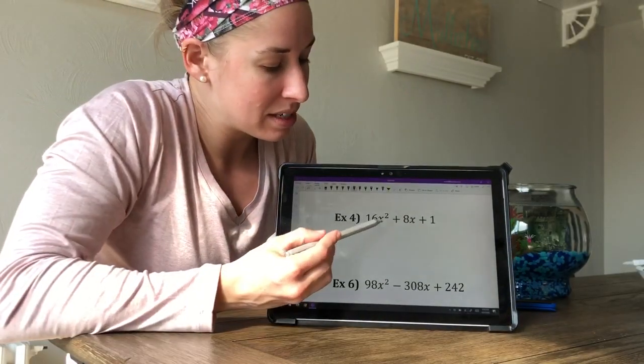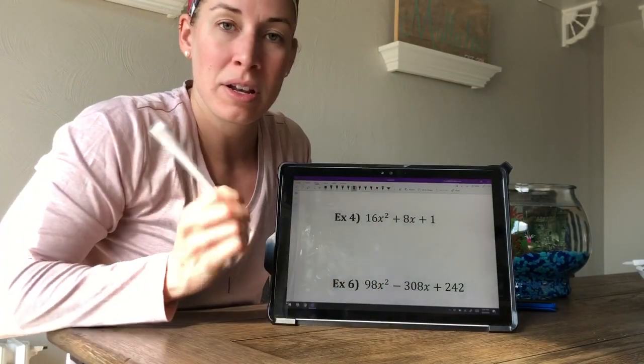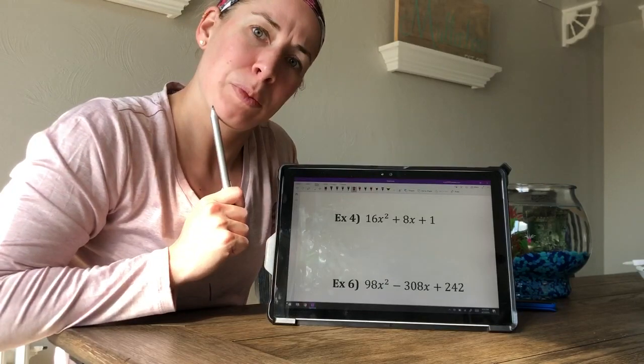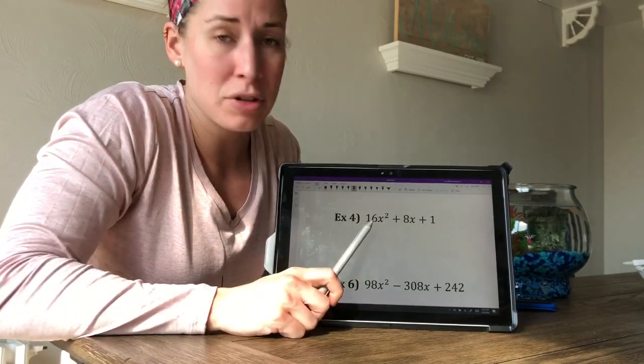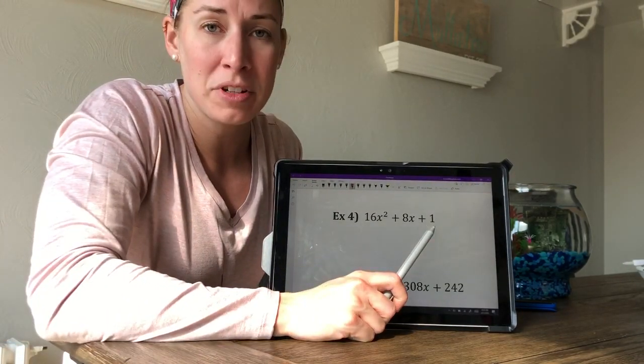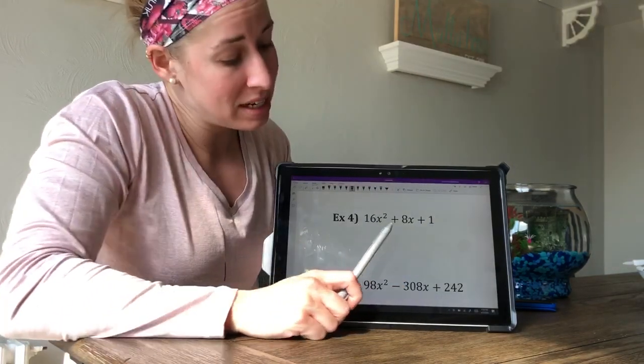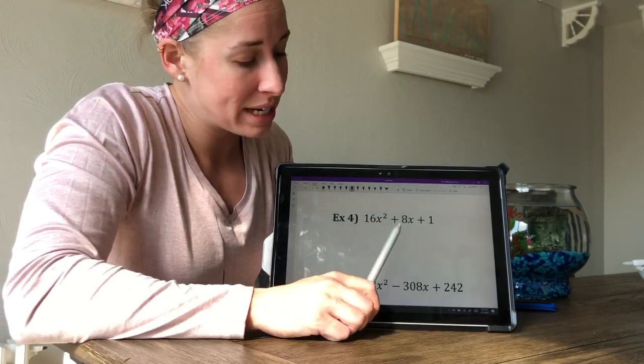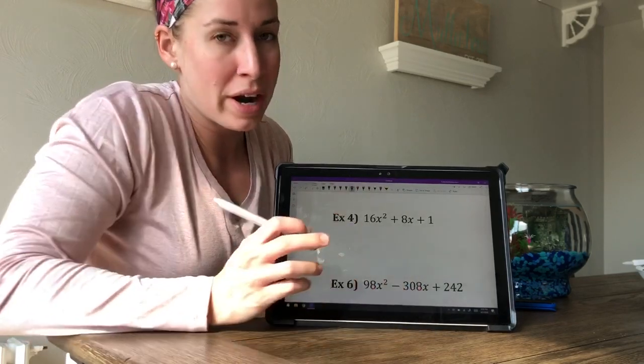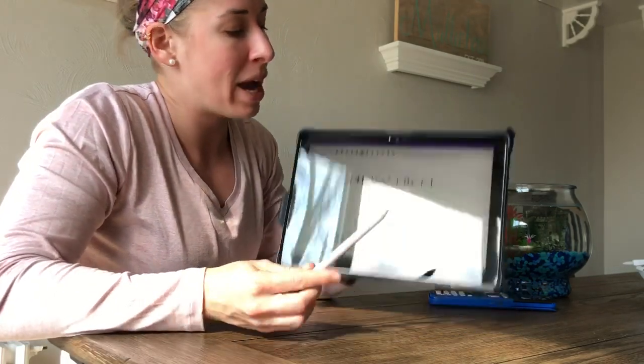Example 4. Common monomial, 16x squared plus 8x plus 1. Nope. Is it a special pattern? I don't know. Let me check. Is the first term a perfect square? Is the last term a perfect square? Sure is. Since it's a trinomial, you'll always want to check that middle term to make sure that it does follow the pattern.